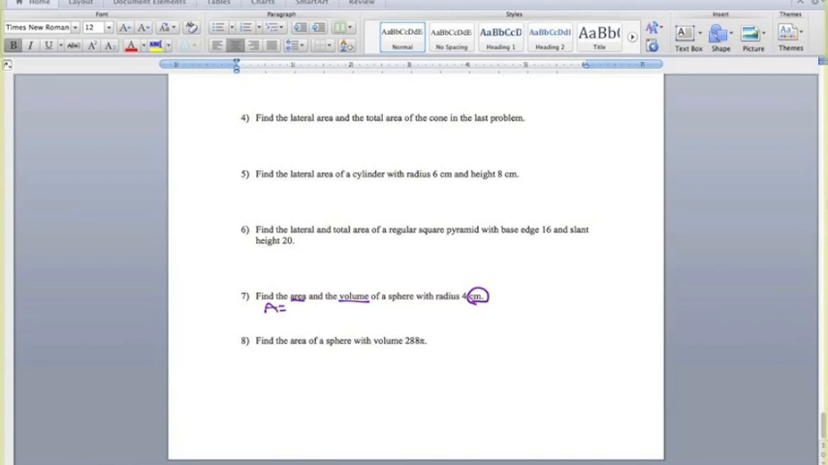Area does not need to be memorized. 4 pi r squared will be provided. The easy one. I don't know that it's any easier than the other one. We get extra credit if we memorized it? Nope. Okay, 64 pi. I need a unit on this. It's an area, so that is centimeters squared.